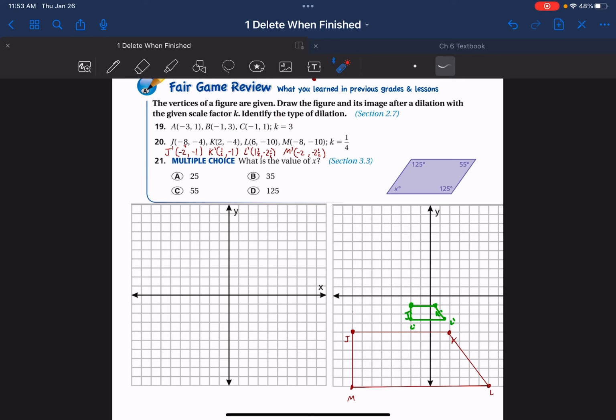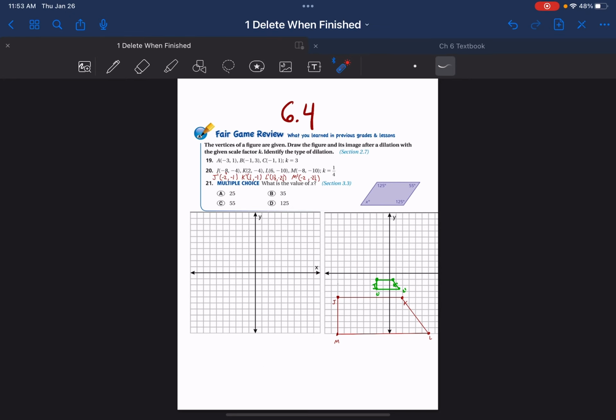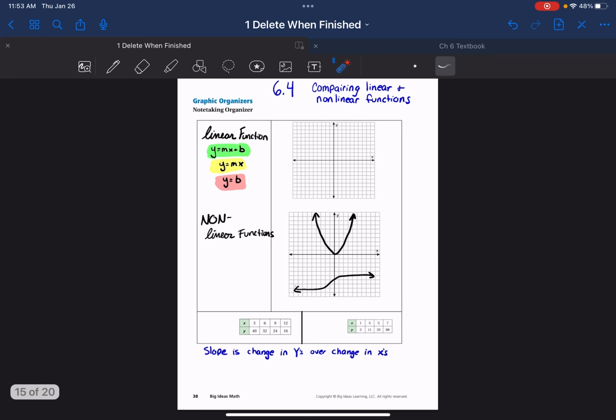All right, and then for number 21, I want you to remember, you have to know the sum of all these angles first before you can find your unknown. Or you could just look at it and say, if these two are the same, what do you know about these two? Okay, so pretty simple bell ringer today. But go ahead and pause this video if you need to finish, and then put your name on it, turn it in. Now we can get started with the lesson.